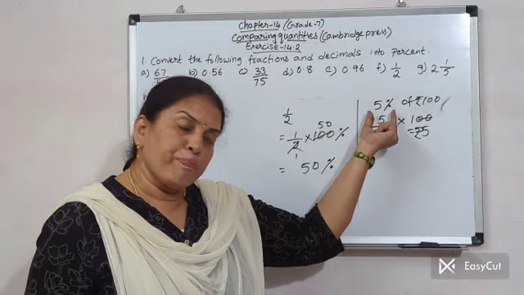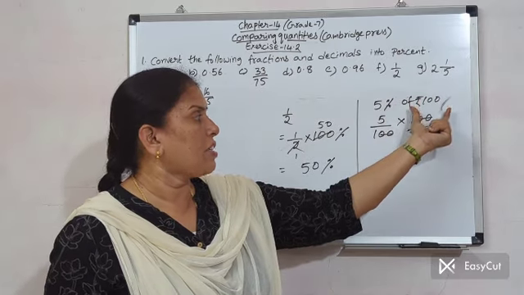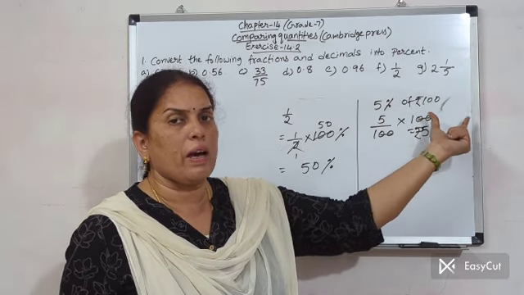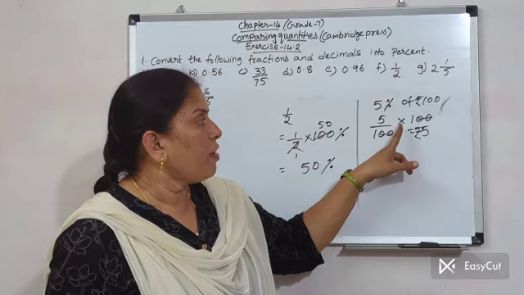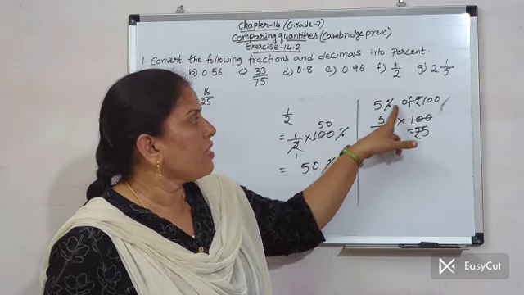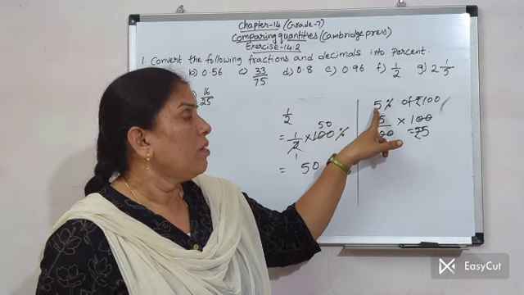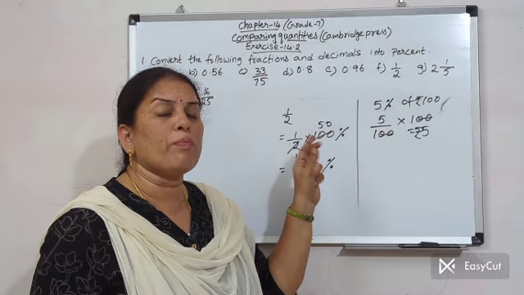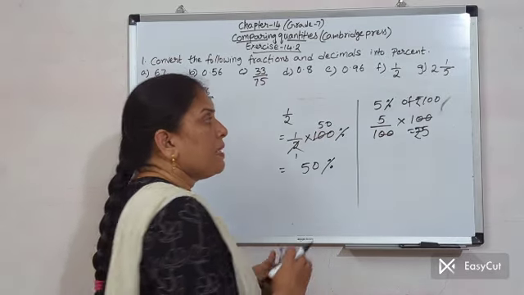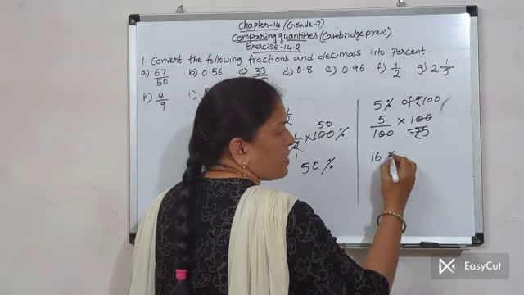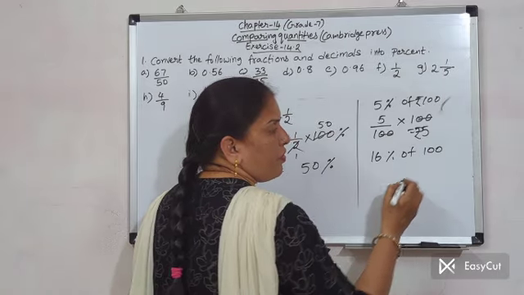To convert percentage into fractions or into any number, what should we do? We must change this into 5 by 100. You must write down by 100. Remember? Percentage. For example, 16% of 100 rupees, what should we do?